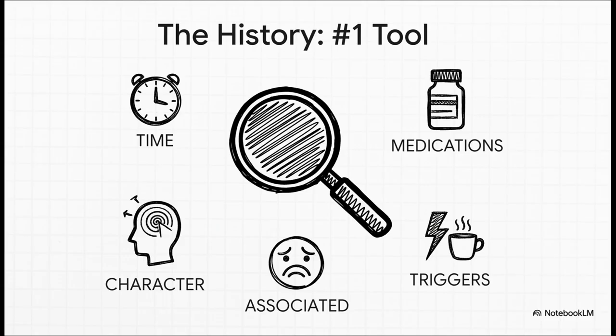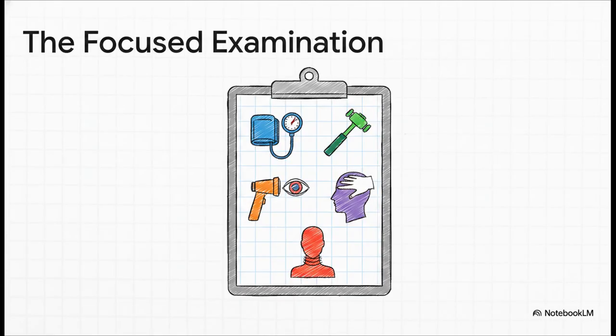Honestly, the history will give you the diagnosis more often than any scan. Your physical exam should be focused and efficient. You don't need to do everything under the sun. Always check the blood pressure. Do a quick screening neuro exam. And make sure you take a look at the optic discs with a fundoscope. For any patient over 50, you need to feel the temporal arteries. And of course, check for any signs of neck stiffness.